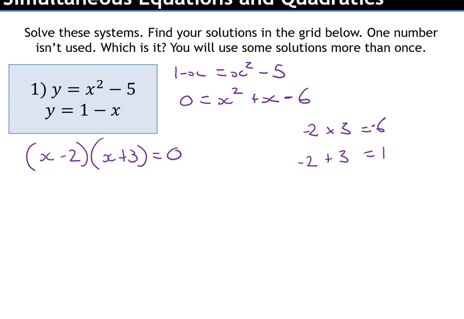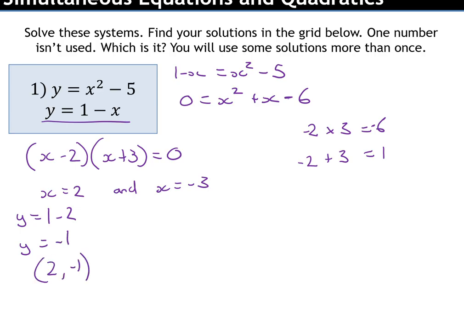So again, now I've done this part, the next part that I need to do is literally write it as x must equal 2 and x must equal -3. All I'm going to do is substitute these values into my equation now. So I'm going to pick the linear one. So that means I've got y is equal to 1 minus 2. Y must then be -1. So x is 2, y is -1.